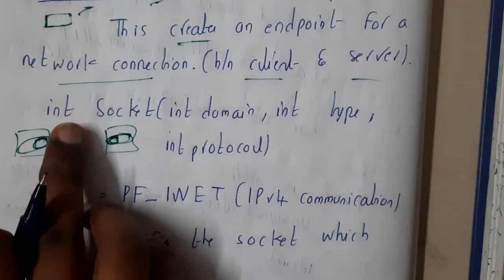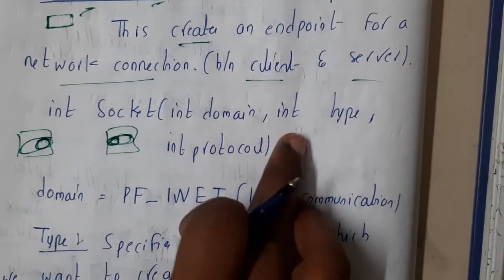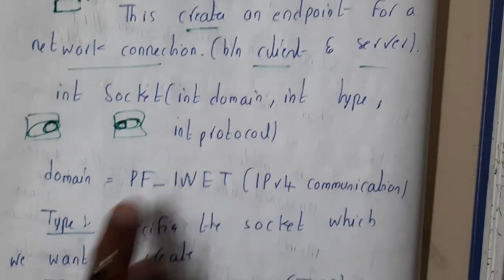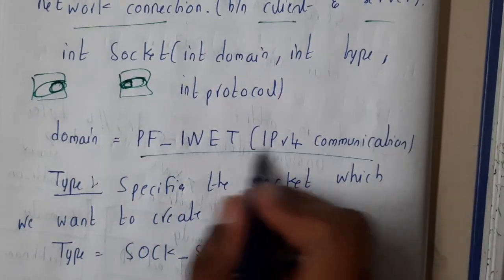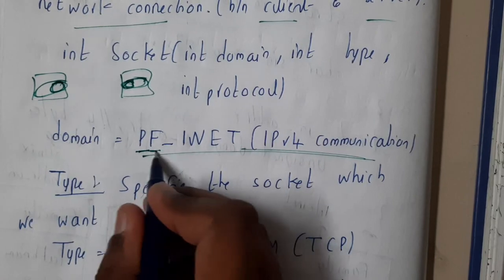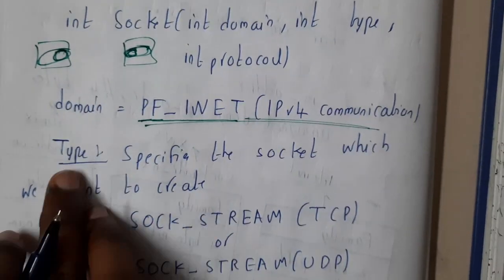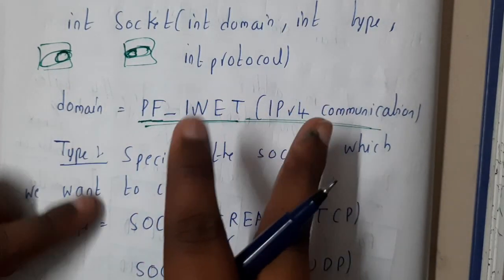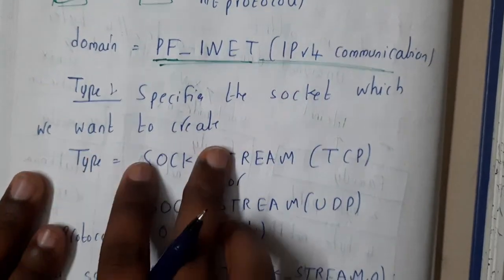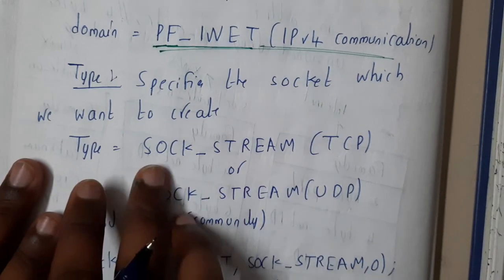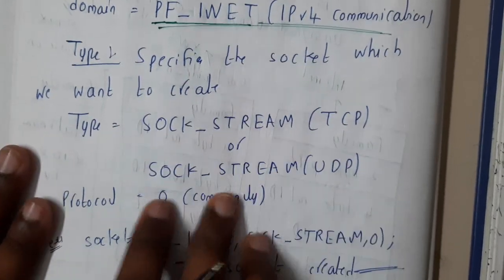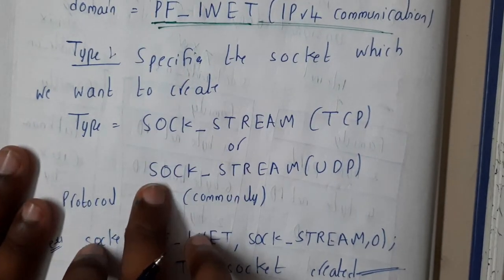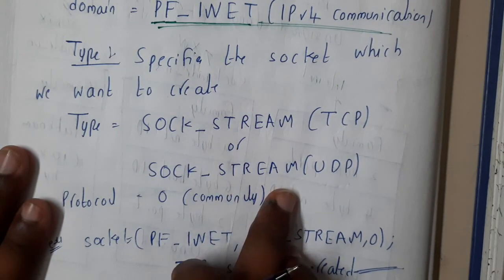The syntax will be: int socket, int domain, int type, and int protocol. Domain is IPv4 which we'll be using, so it will be written as AF_INET. Type specifies which type of transfer you are using, either TCP or UDP. It specifies the socket type which you want to create. If it is TCP you will be using SOCK_STREAM, and if it is UDP you will be using SOCK_STREAM.